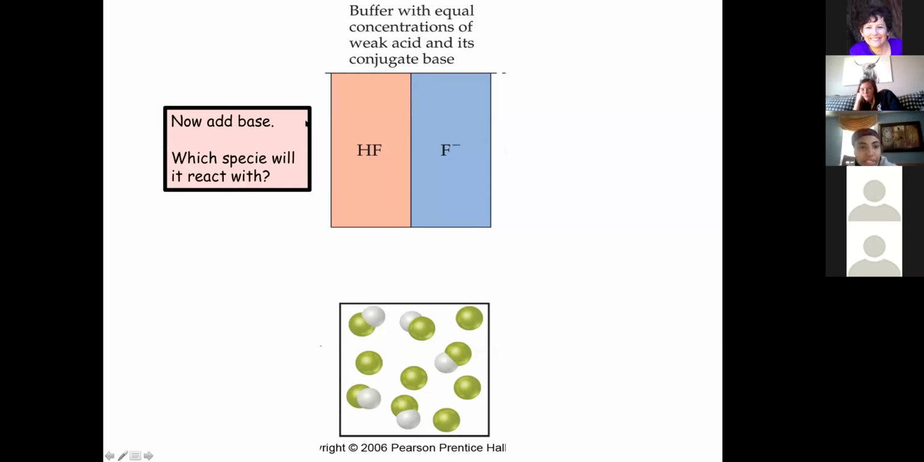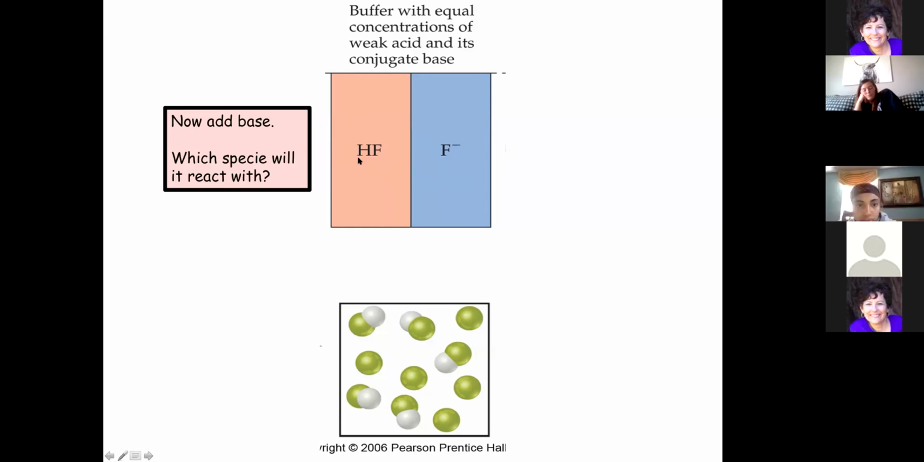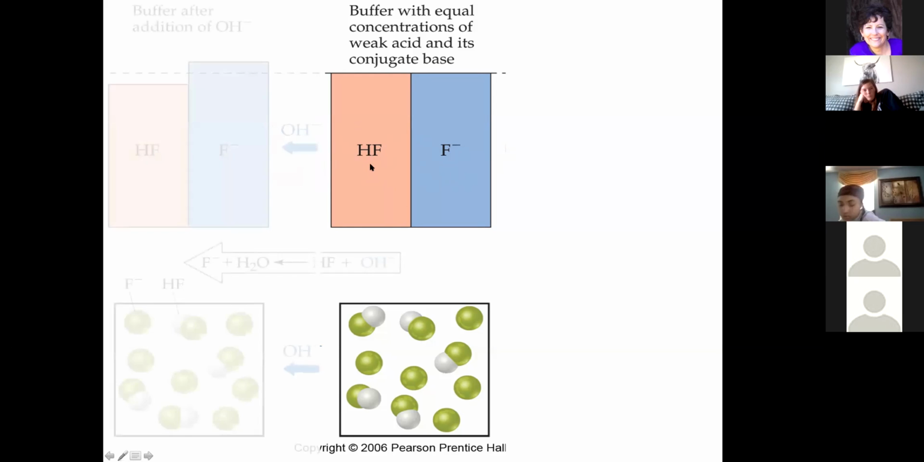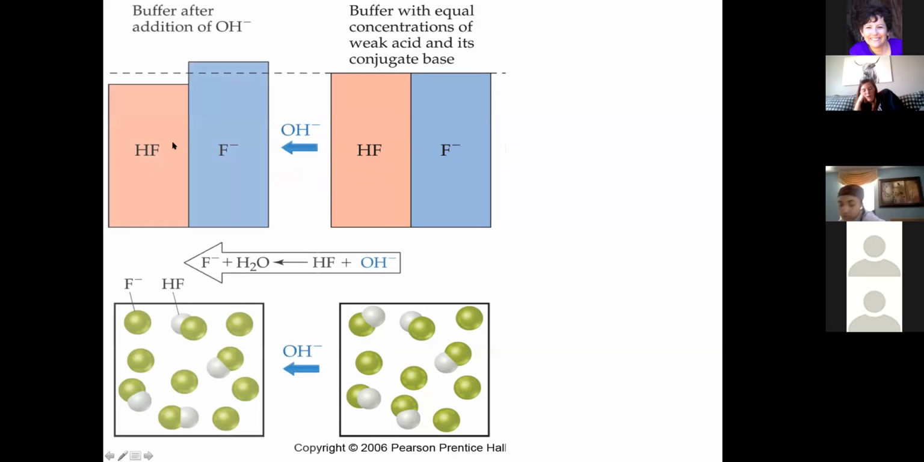So on this slide, if I have a base, which of these two species is going to react with a base? The acid. So which one of these two species is the acid? The HF. The HF, correct. So if I react it with the base, my hydrofluoric acid concentration goes down and my fluoride ion concentration goes up. So why does this fluoride ion concentration go up?